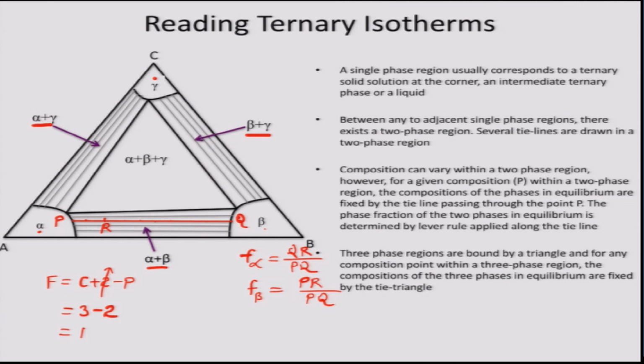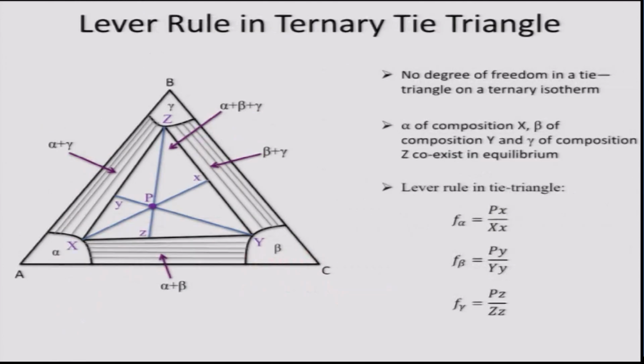There is also a 3 phase region here that you can see, alpha plus beta plus gamma, and now I will talk about this 3 phase region. If I apply the Gibbs phase rule to the 3 phase region, obviously on a ternary isotherm the degree of freedom becomes 0.